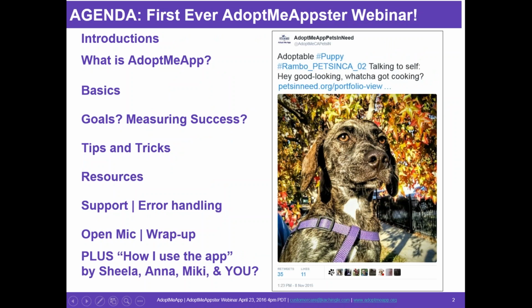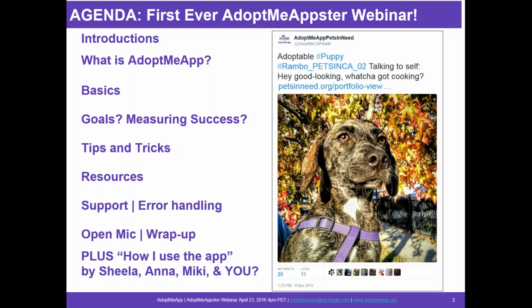This is the agenda. We'll do a little bit of introductions. We'll talk about what is AdoptMeApp, not how to use the app, since everybody pretty much knows that, and it's so simple to use. But we'll go over a few basics that not everybody does know, and Rob will talk about that. And one of the things that I also want to talk about is what are our goals and how do we measure success. A few tips and tricks, resources, support, and error handling, and then we'll open it up, although in cases there's just a handful of us, we can just be continually interacting.